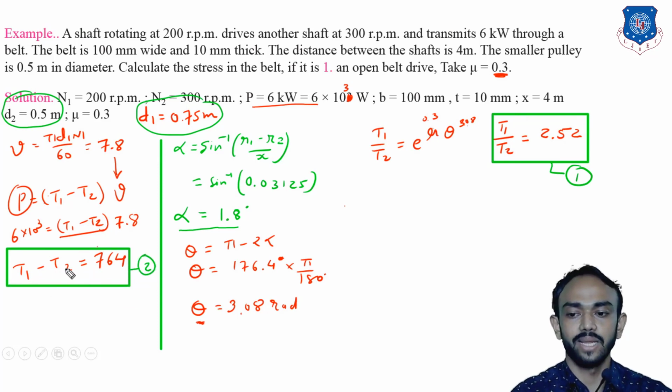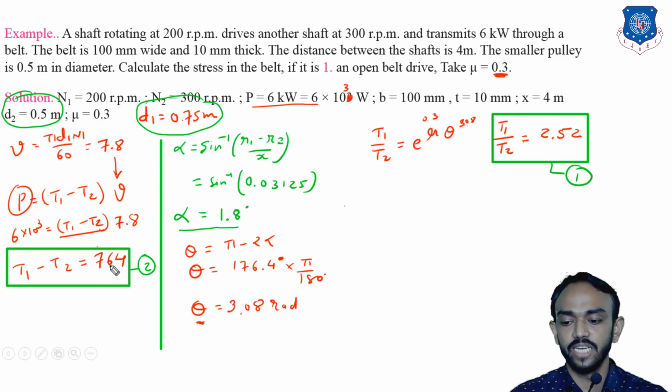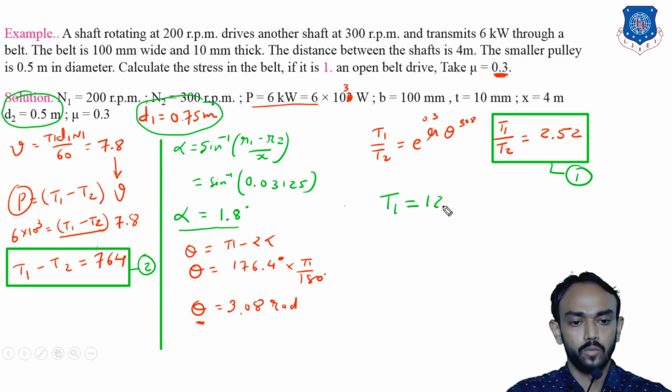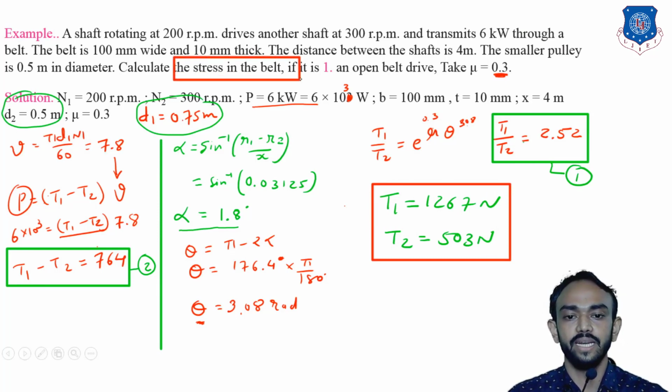Using T1 minus T2 and T1 upon T2, that is equations number 1 and 2, you will find T1 is equal to 1267 Newton and T2 is equal to 503 Newton. These two values are very essential because if we want the stress, we need this tight side tension. The tight side will be used for finding the stress.